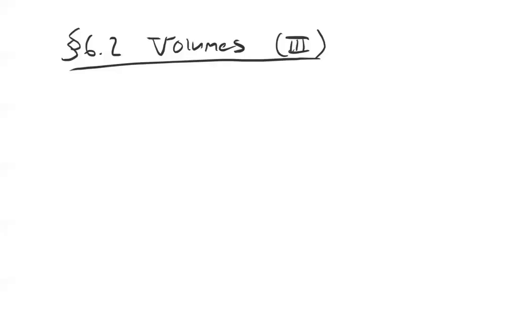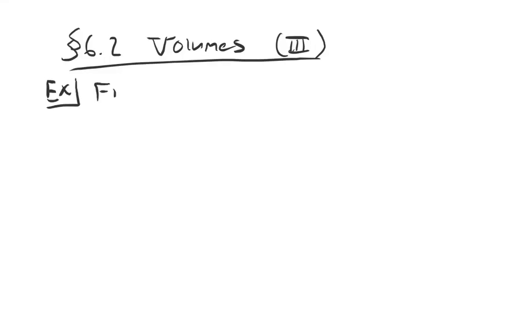All right, so this is section 6.2, part 3. We're still working on volumes. So last time we'd looked at a volume of revolution where the cross sections were circles, and then we also saw one where cross sections were washers. So let's do another example where we get washers. And it's a little different here.